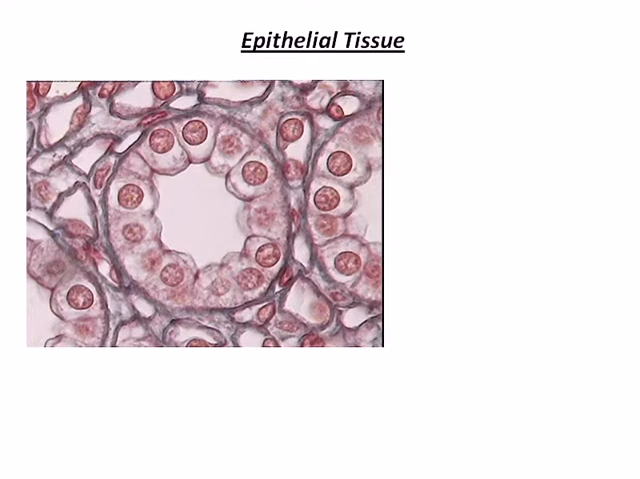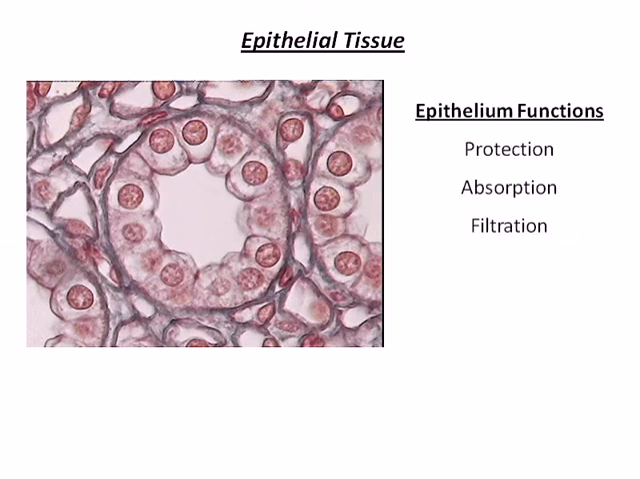Simply stated, epithelial tissue or epithelium is a sheet of cells that cover a body surface or line a body cavity. Epithelium performs several important functions that include protection, absorption, filtration, excretion, secretion, and sensory reception.